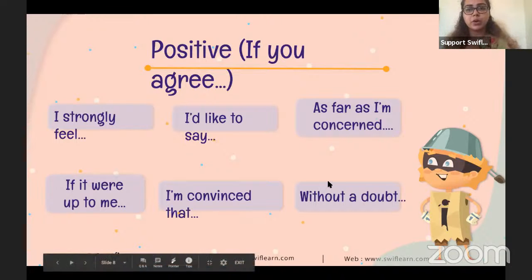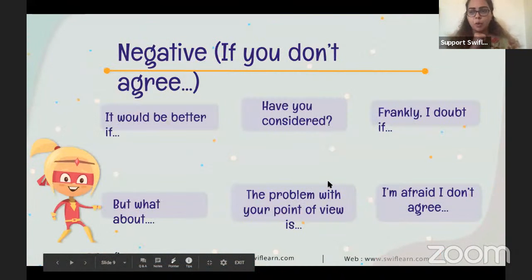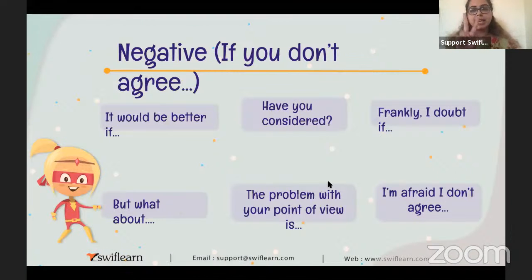And now we are moving on to the negative comments. A debate is like two sides of a coin, right? You will have your positive side as well as your negative side. So we have to deal with both the sides of it. We've understood if we agree, what do we say? Now, if we disagree with what the person is saying, what do we say then? What will our comments be?